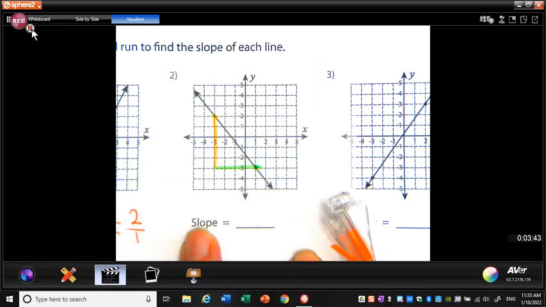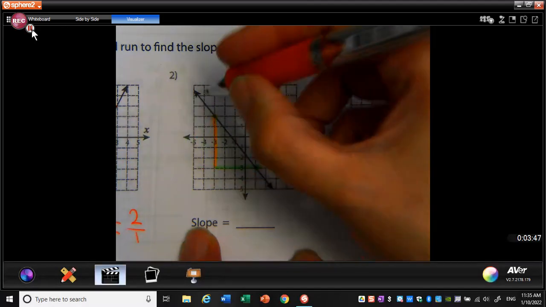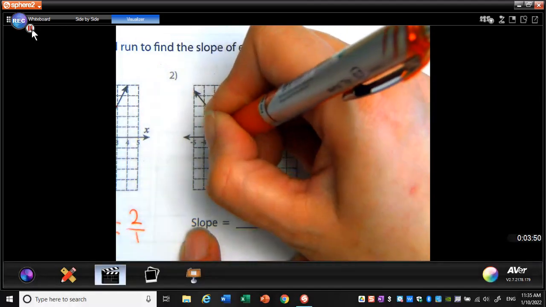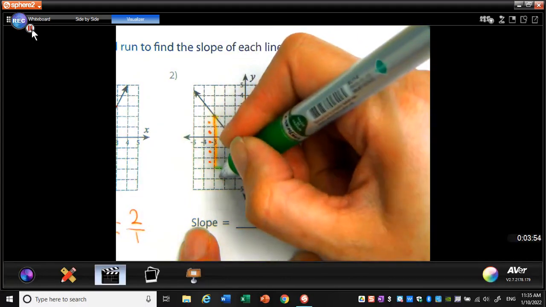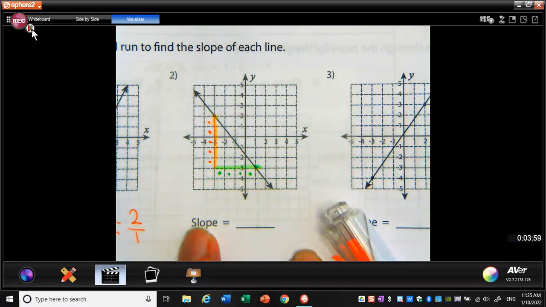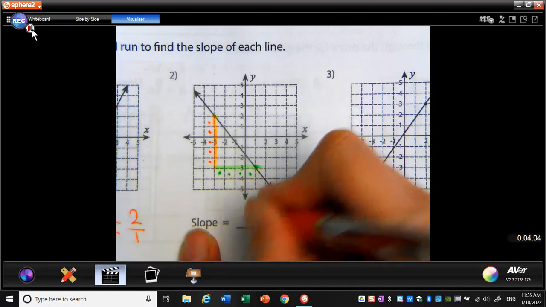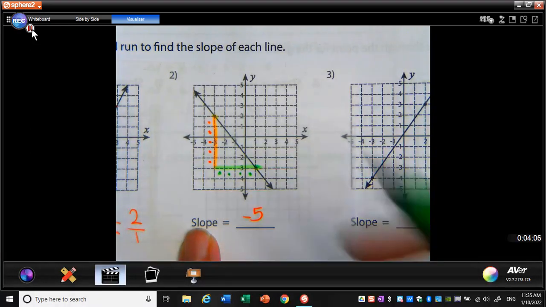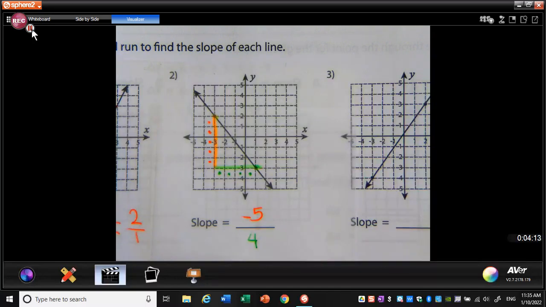And now I'm going to count my squares on the grid. I have 1, 2, 3, 4, 5 going down, and 1, 2, 3, 4 to the right. Because I'm going down, this is a slope of -5/4. And this fraction cannot be simplified. So that's how the slope ends, -5/4.